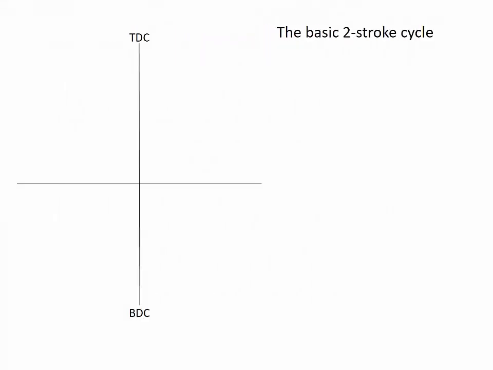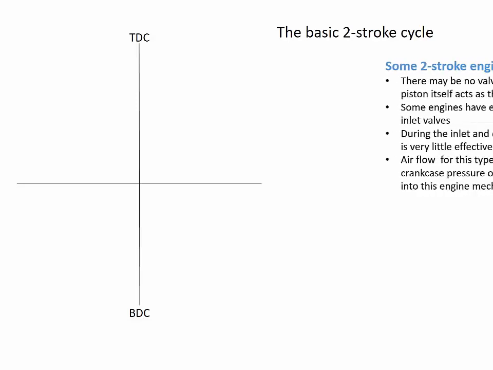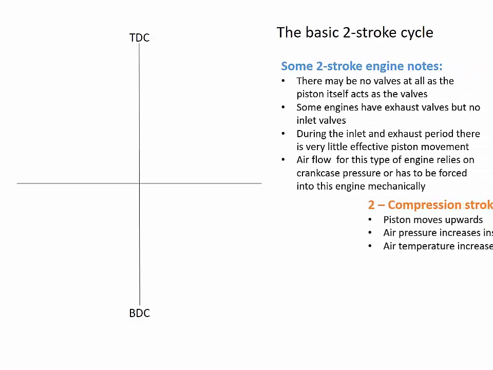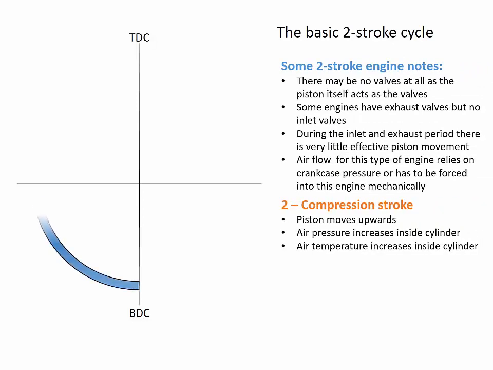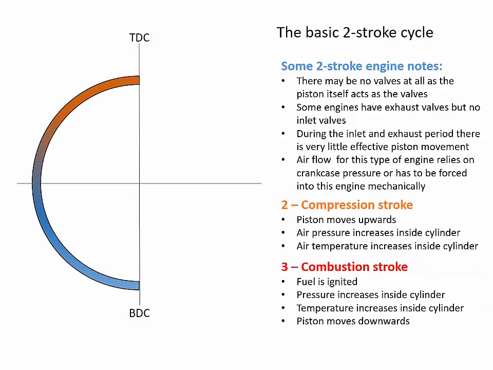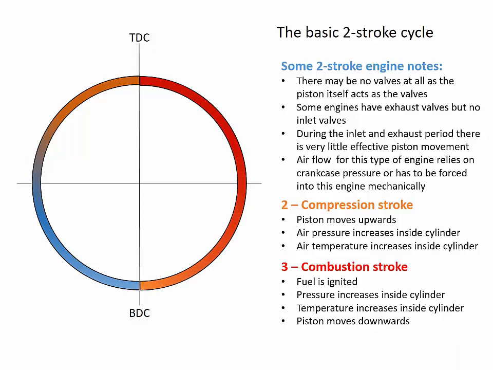So to start with the idea of a timing diagram for the basic two-stroke cycle, we look at some notes. As previously mentioned, there may be no valves at all. The piston acts as the valves. And then in some cases, as we saw, there might only be exhaust valves, no inlet valves.